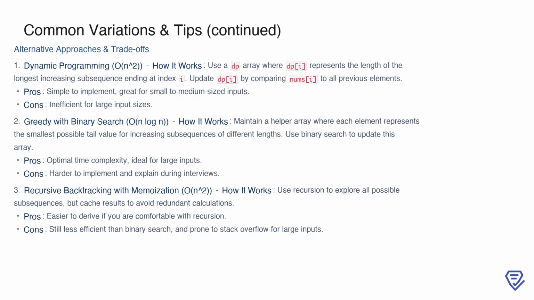Lastly, there's recursive backtracking with memoization, which explores all subsequences but caches results to avoid redundant calculations. While this approach can be intuitive for those comfortable with recursion, it's less efficient than binary search and risks stack overflow with large inputs. Each method has its strengths and weaknesses, so choosing the right one depends on the context and constraints of the problem.